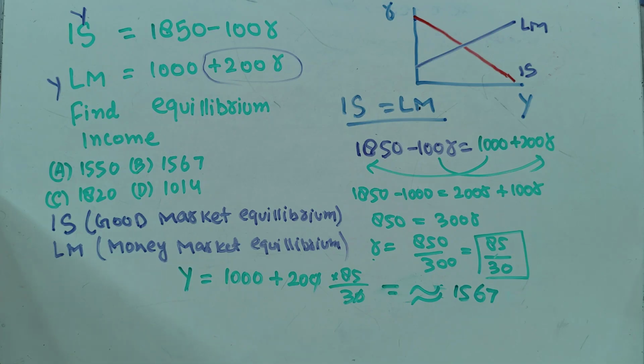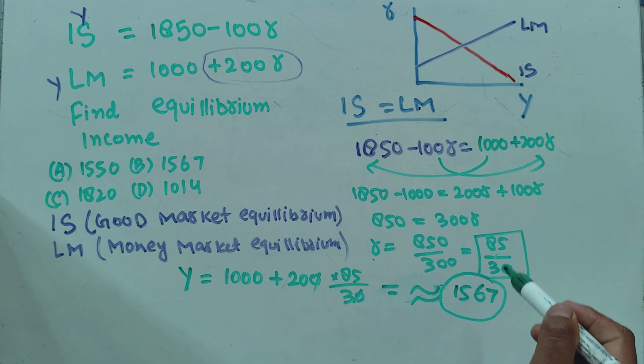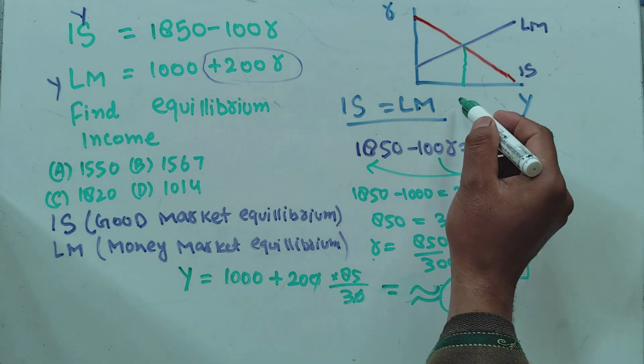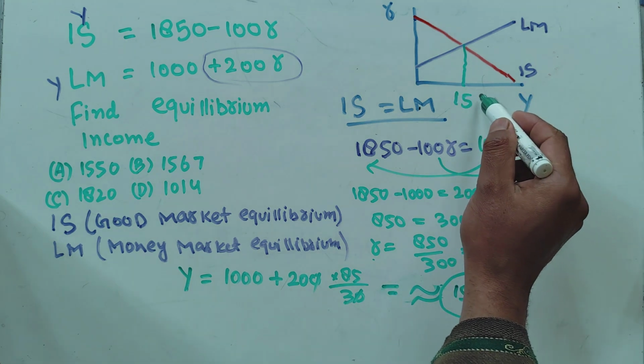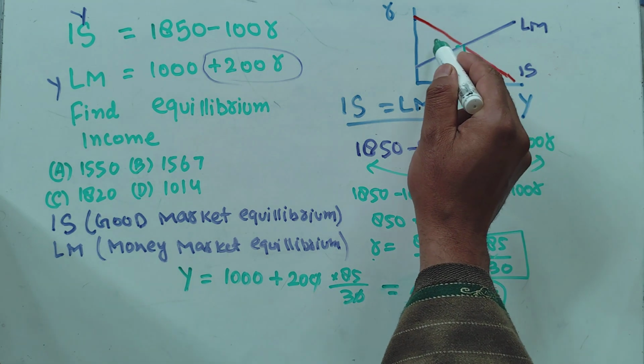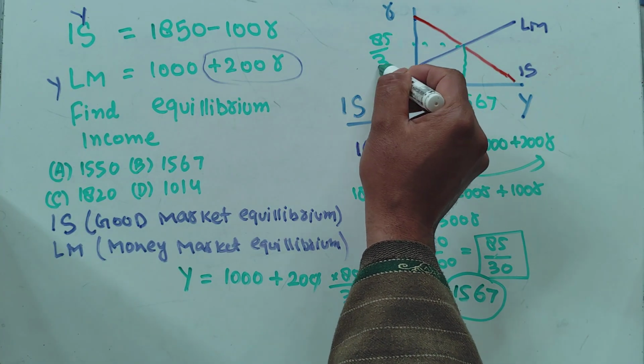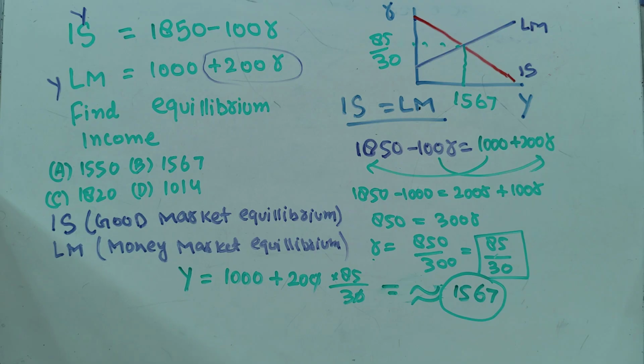So we know that we got this as the equilibrium level of income. The intersection point of IS and LM will be reflected by this very value, that is 1567, and the corresponding equilibrium rate of interest was 85 upon 30. I hope I made myself clear in this video and you find this video helpful.